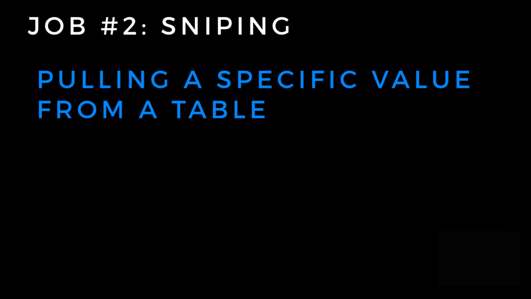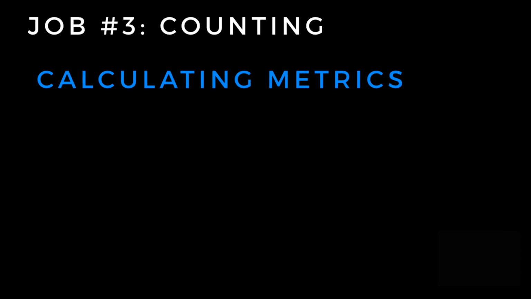So the second job of formulas is sniping. That's when you have a specific value you're looking for from a table of other values, and you want to look it up. So the most common usage of sniping is the VLOOKUP formula. And in times where VLOOKUP doesn't work, say you want to look left in a table versus to the right, you can use index for that instead. So VLOOKUP and index are really kind of the same type of formula.